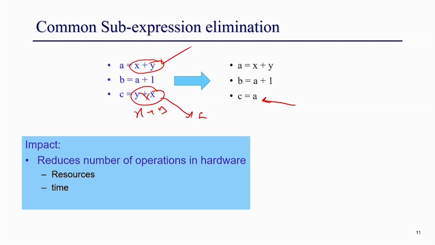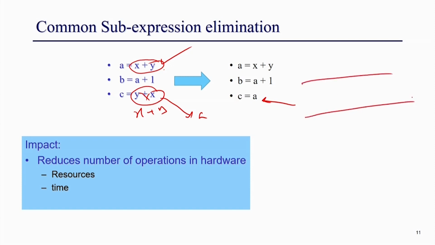What is the impact of it on the hardware? Obviously, you can see that I do not have to execute this 2 times. So, obviously, it is saving resource as well as computation time, right, because here if you just try to do it, it will take 3 cycles, or maybe 2 cycles.